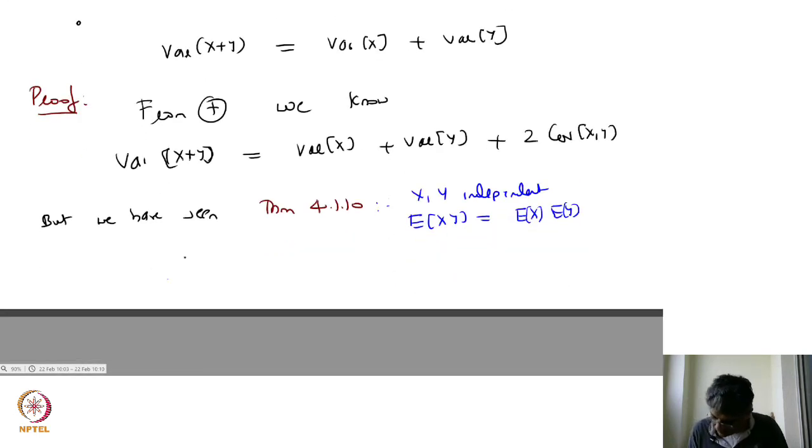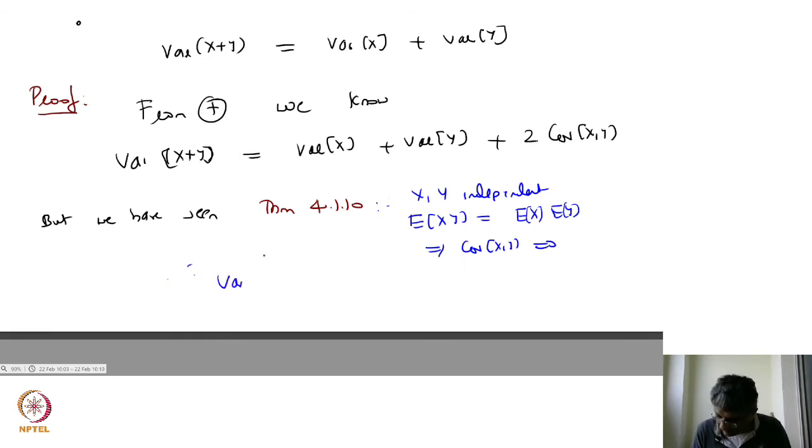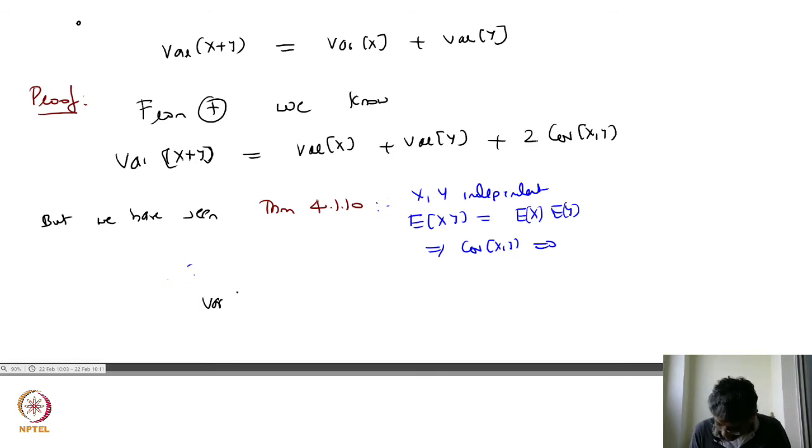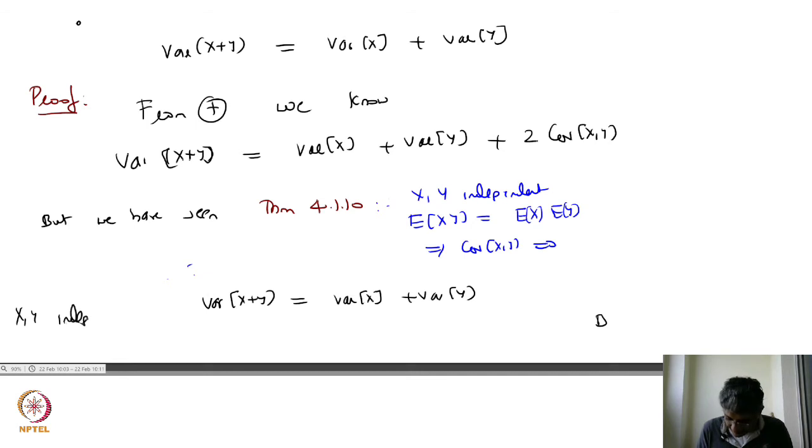So therefore, this will imply that covariance of XY is 0. So therefore, variance of X plus Y is equal to variance of X plus variance of Y, assuming they're independent. Right? So X and Y independent means the variance adds up. Very cool.